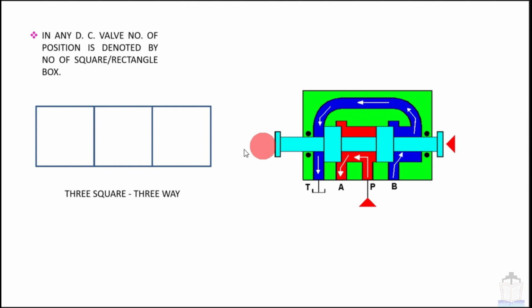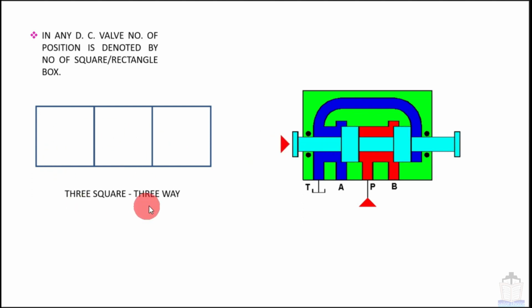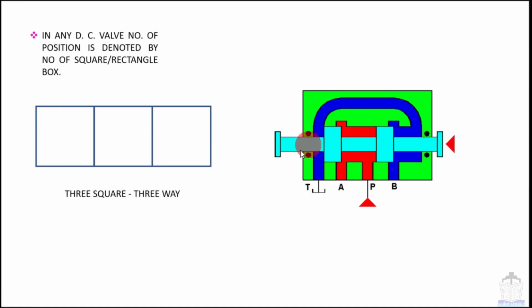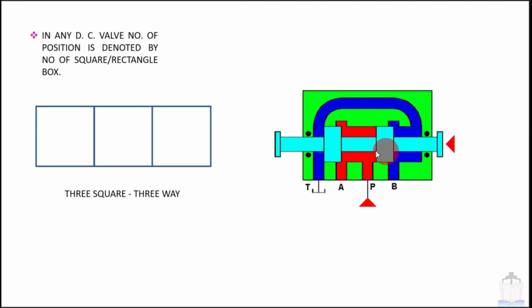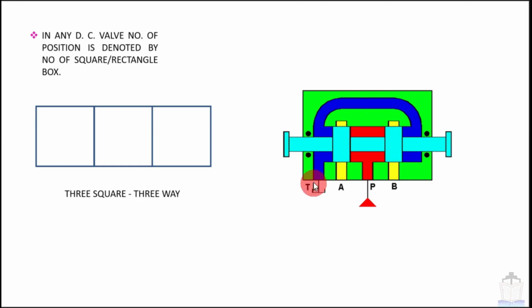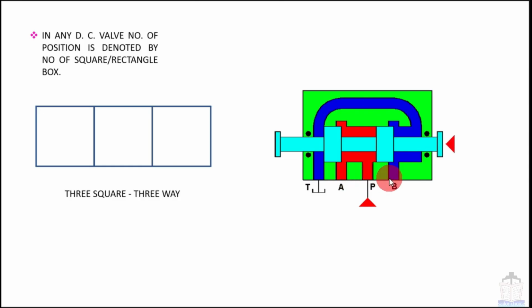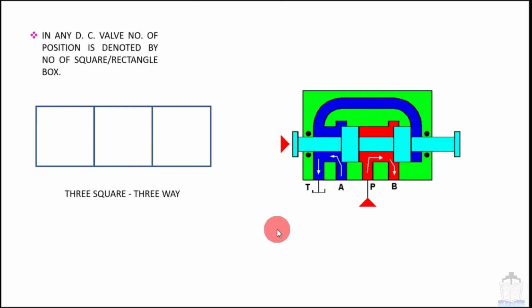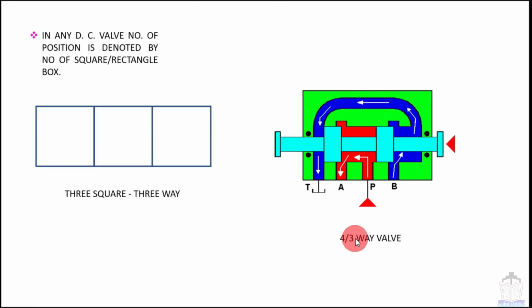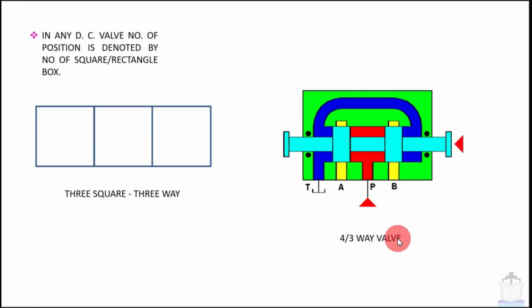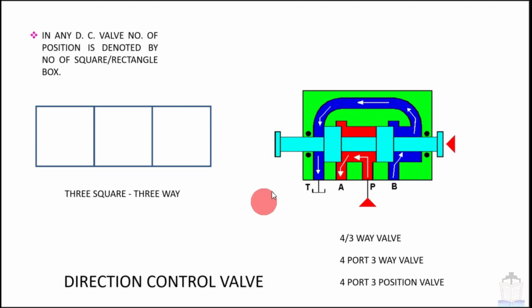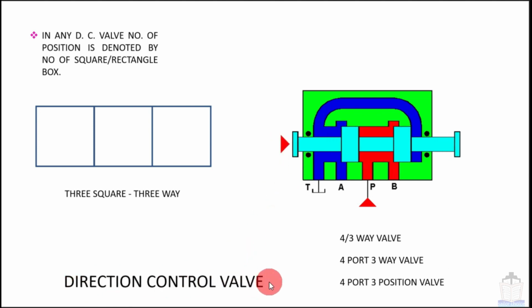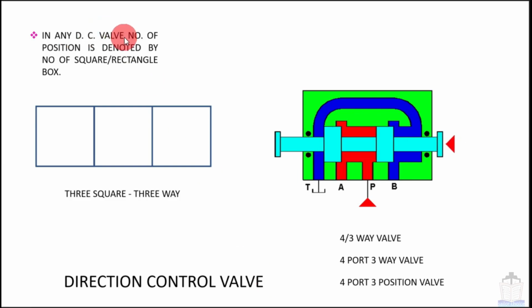Moving next, this is 3 boxes, that means 3 positions, and here you can see with the help of animation that the 3 positions are extreme left, middle and extreme right. This valve has 4 ports, 1, 2, 3 and 4, and the positions are 3. So this valve will be called a 4/3 valve. In another way, this valve can be called a 4-port 3-way valve or a 4-port 3-position valve. And all these sorts of valves are called direction control valves. In short, these are called DC valves.